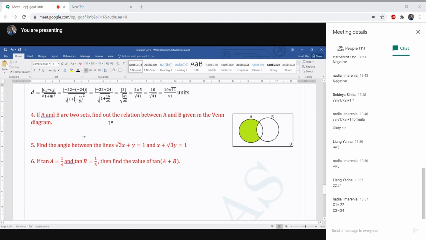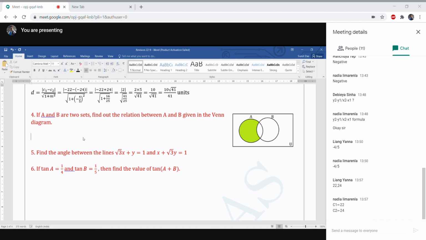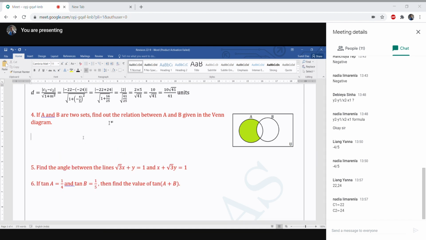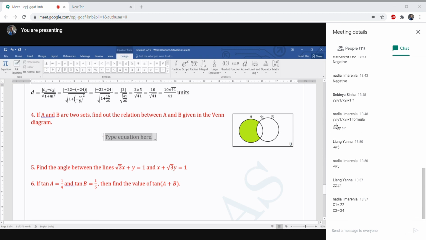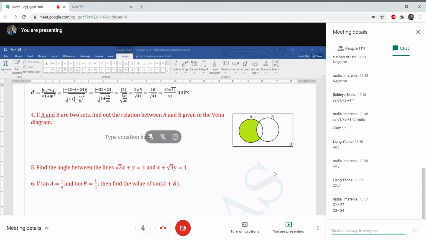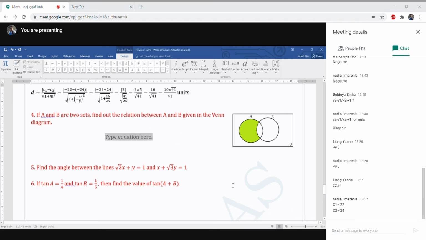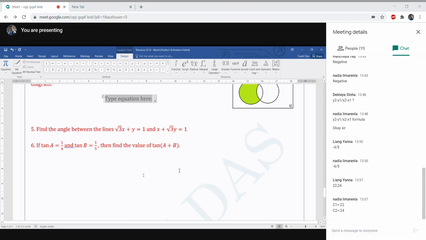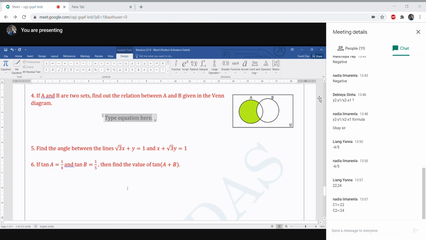So what is this one? Anyone can answer me in the chat box. In the Venn diagram, what is showing? Which figure is this? Just write down what is in the Venn diagram. You just answer me in question number 4. In the Venn diagram, the shade is showing what?